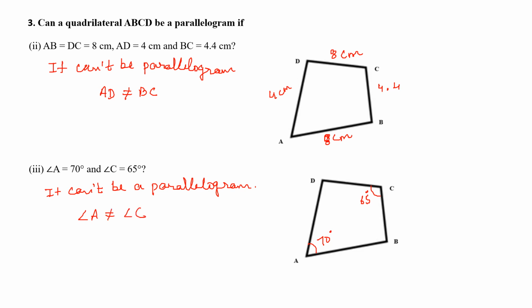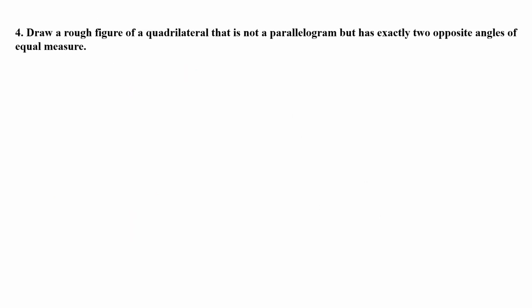So it can't form a parallelogram. Okay, now move to next question. So question number 4 says that draw a rough figure of a quadrilateral that is not a parallelogram but has exactly two opposite angles of equal measure.